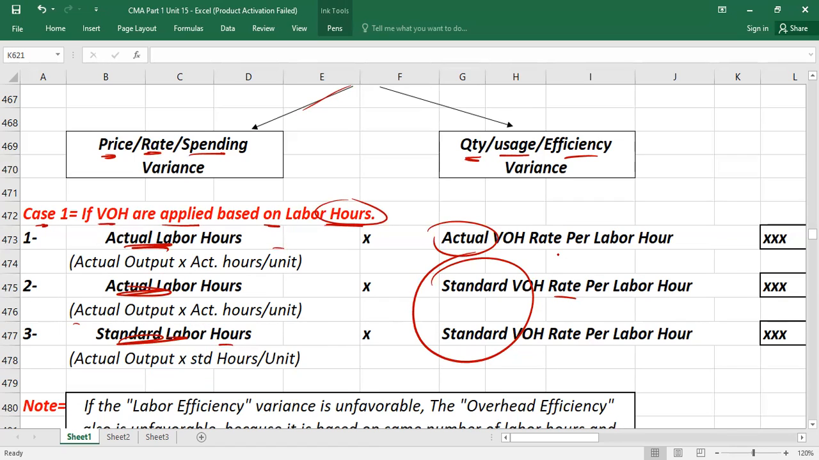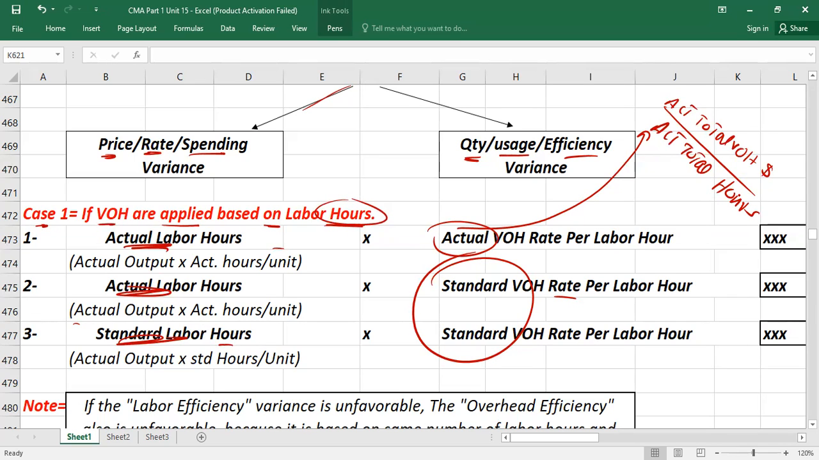How you can find actual rate? Actual rate of overheads. How? You should take numerator actual total variable overheads. Which overheads? Variable overheads in dollar. Actual, because I want actual rate. It's all logic. I want actual rate. I will take actual overheads divided by what? Actual total hours. It could be machine hours. It could be labor hours.